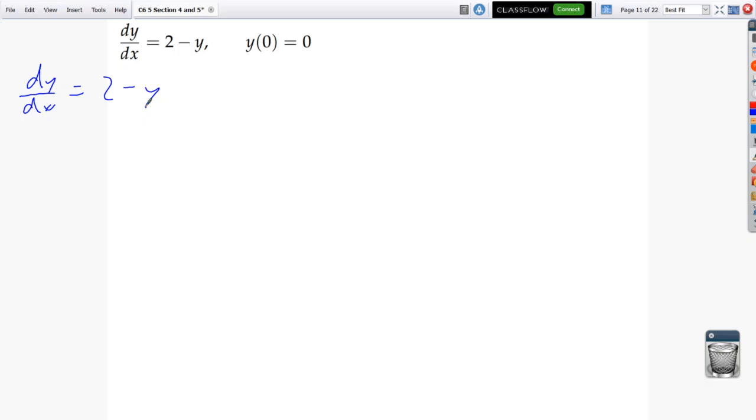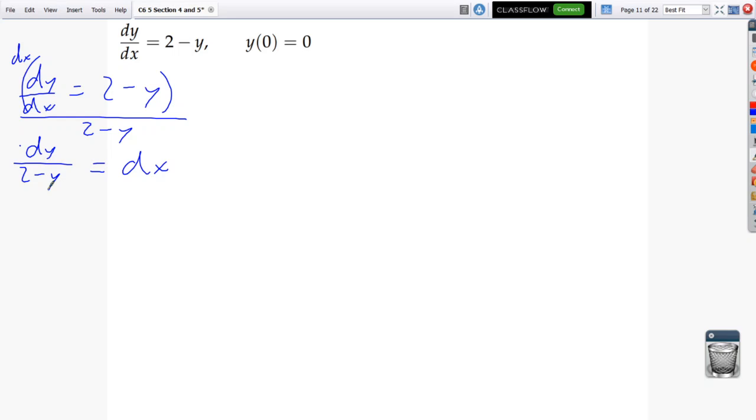So looking here, again, I'm multiplying by dx. And in this particular case, I want to divide by 2 minus y. Now when I look at that, everything from the right-hand side is gone, except for dx. That's going to make the right-hand side a lot easier to integrate, right? Over here, we're going to have dy over 2 minus y.